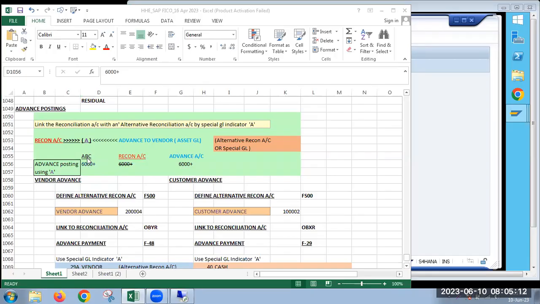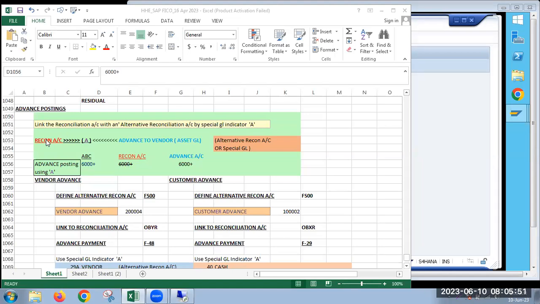Whatever the transaction we do, whether invoicing or payment, it is always updated to the regular reconciliation account that we assigned to the vendor in the master data creation. Now, with a special GL indicator used, the balance can be diverted to a different account. The account would be assigned to the regular reconciliation account using the same indicator. At the configuration level, what we have done is identify which reconciliation account we are using.